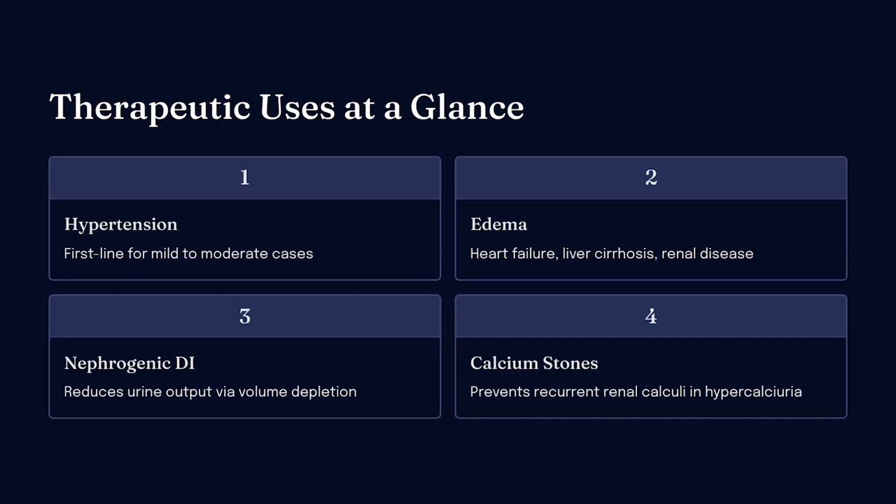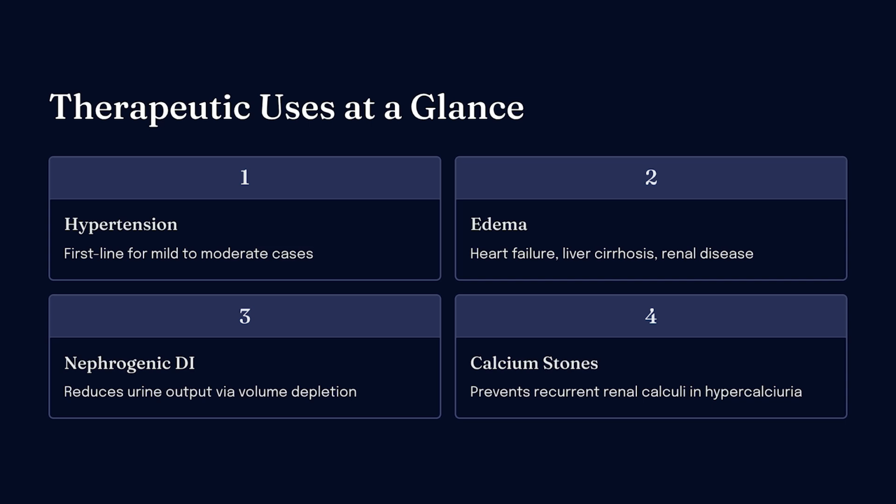Therapeutic uses at a glance. 1. Hypertension. Thiazide diuretics are commonly used as first-line drugs for mild to moderate hypertension. 2. Edema. They are used to treat edema associated with congestive heart failure, liver cirrhosis, and renal disease. 3. Nephrogenic diabetes insipidus. Thiazides reduce urine output by causing mild volume depletion, which increases proximal sodium and water reabsorption.